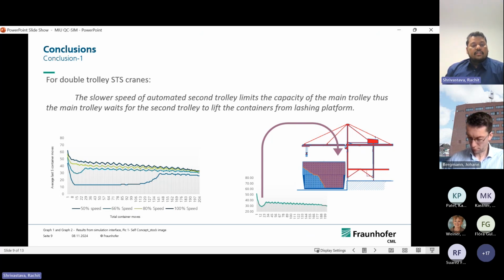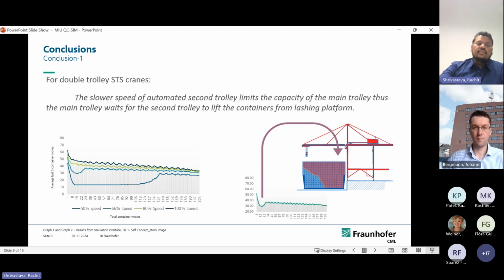And then on the left-hand side, you can see there are 4 graphs, where we tried to run the scenario with different trolley speeds. There may be some crane manufacturers who have their trolleys running at 50%, maybe 60%, or maybe 70%. But we tried to develop results for those situations. And we found that if the secondary trolley is working at 50% speed of the main trolley, there's much more productivity loss. When it goes with 66%, the productivity loss is around 30 containers. In a very hypothetical condition, where the secondary trolley is 80% of the main trolley speed, and in the case of 100%, there was no productivity loss.